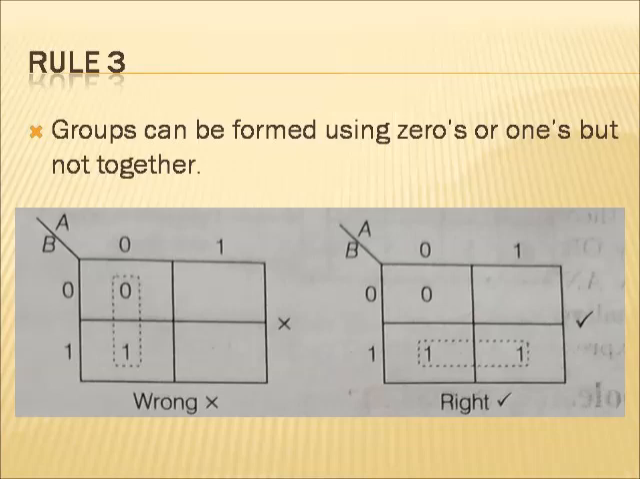So when we form the groups, we have to combine either zeros or ones. We have to form a group of either zeros alone or ones alone. Don't try to mix them together. That is, as you can see in the image, 0 1 will not form a group, whereas 1 1 can be a group, right?